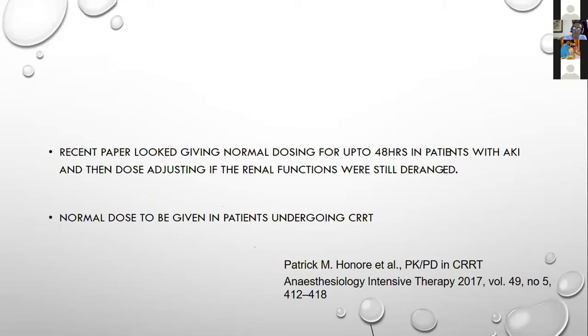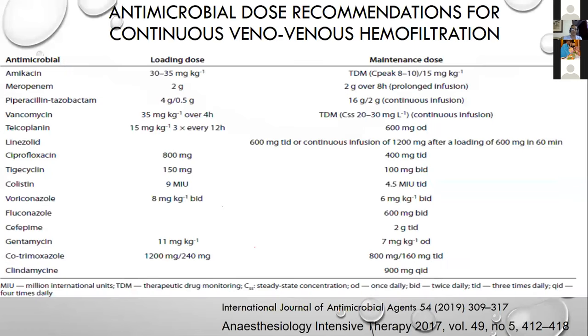And the other thing is, if patients are on CRRT, you need to dose your antibiotic normally. You do not need to change. So if you're giving, for example, tazocin, you give 18 grams. You do not have to randomly adjust the dose. Or if you're giving carbapenems, give 1 gram TDS or 2 grams TDS, whatever. You don't have to randomly adjust those doses just because they are on renal replacement therapy. And this is a table that shows the dosing interval.